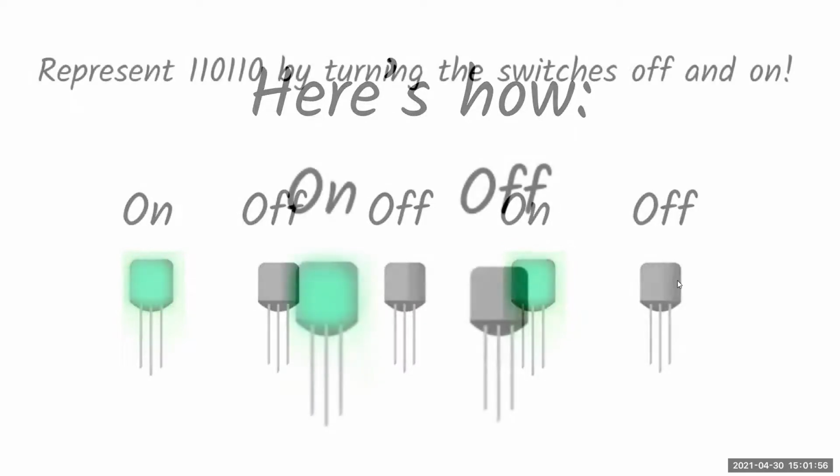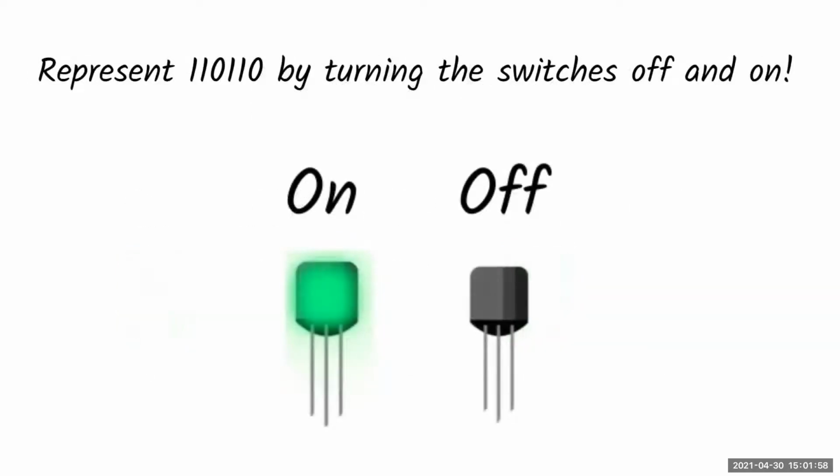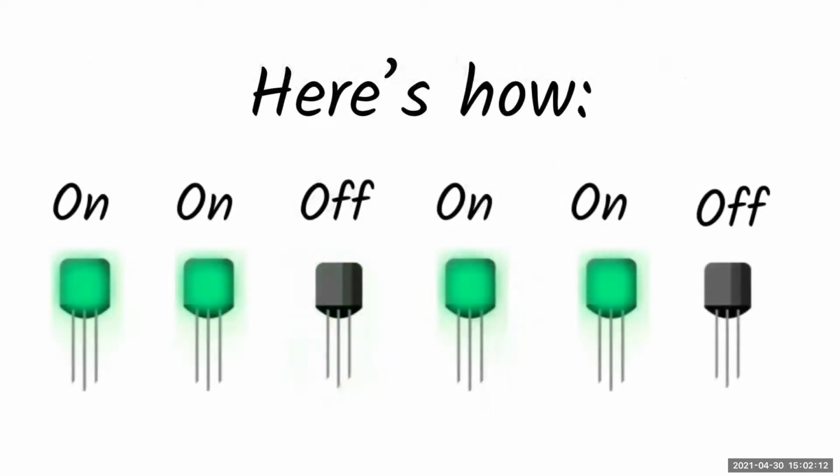But now represent 1, 1, 0, 1, 1, 0 by turning the switches off and on. Again, here's the little image for reference. You can pause the video, draw it out somewhere, but let's get on to the answer and discuss it. So I said 1, 1, 0, 1, 1, 0, so it would be on, on, off, on, on, off. This is how you represent ones and zeros using lights and on and off switches.